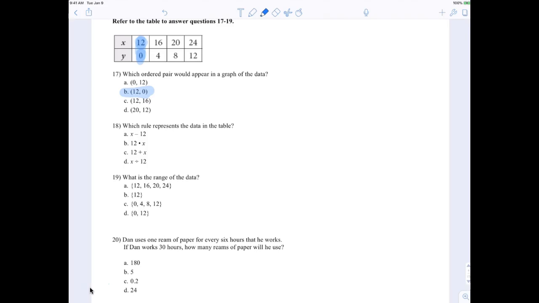All right. Now, what is the rule? Believe it or not, some people had a little trouble with this. I didn't think this was that hard, but some people did have some trouble.